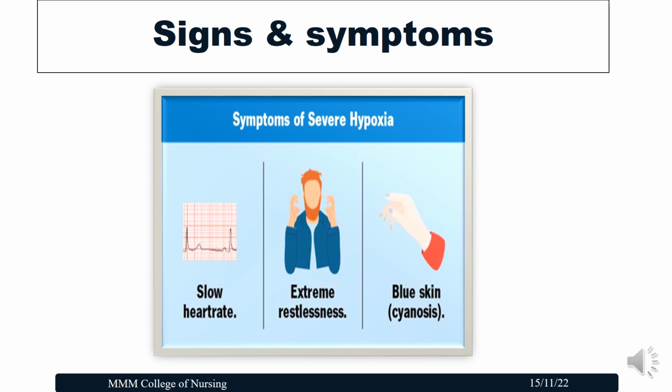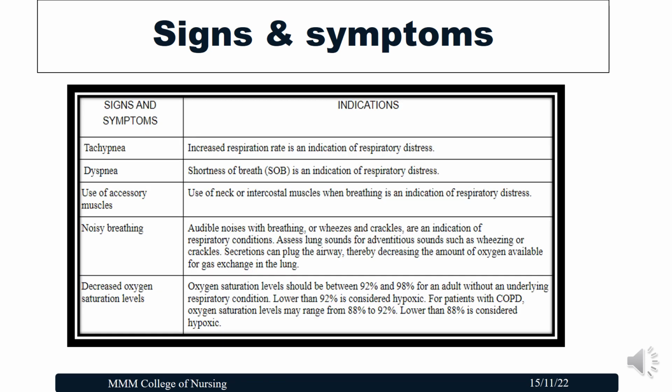When there is a bluish discoloration of the skin, that is known as cyanosis. So these are the signs and symptoms of hypoxia in the severe state. So the signs and symptoms again: tachypnea, an increased respiration rate, is an indication of respiratory distress. Dyspnea, shortness of breath, is an indication of respiratory distress.